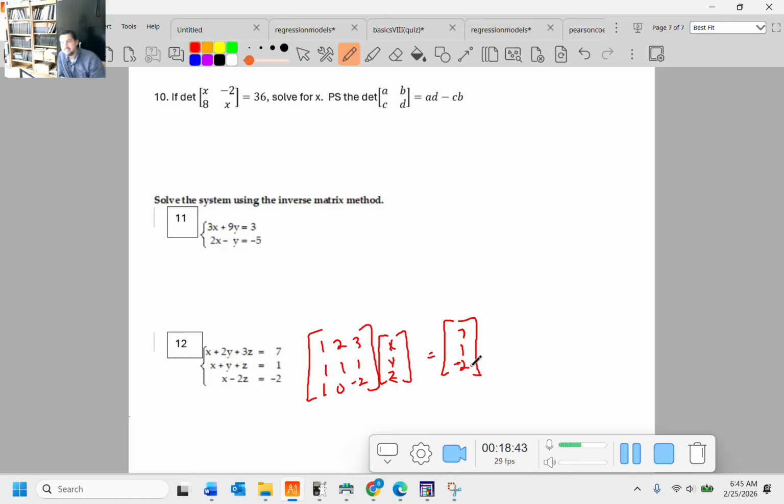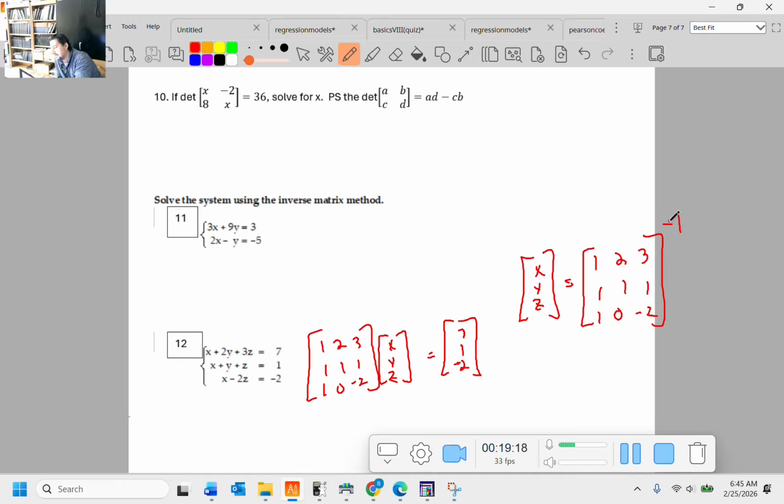Now, since there's no such thing as division of matrices, it turns out that this matrix XYZ is equal to this matrix times the inverse of this one. And order matters. Order matters a great deal. This is a 3 by 3. This is a 3 by 1. So this one has to go first. So I'm going to take a 3 by 3 multiplied by 3 by 1. I'm going to take the inverse of that matrix and then multiply it by this one.